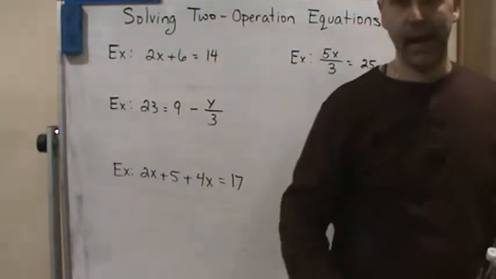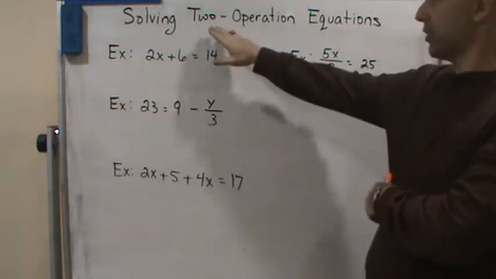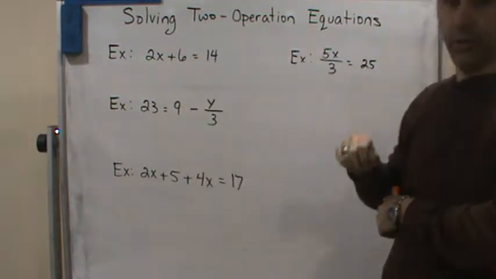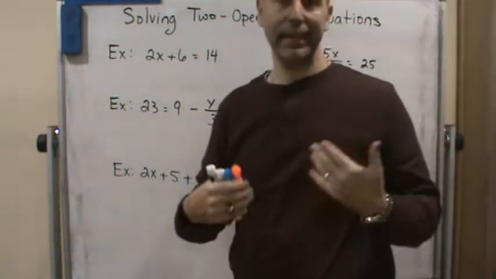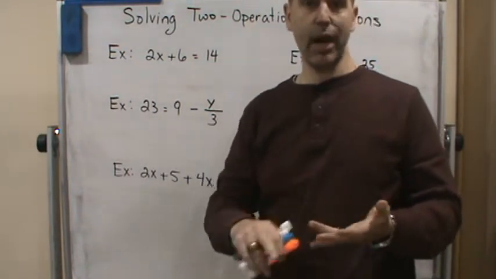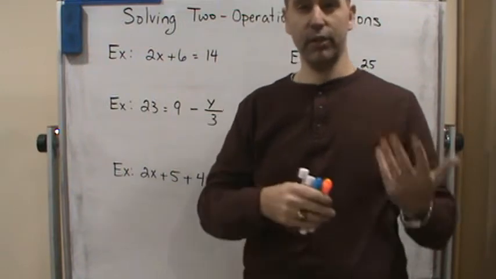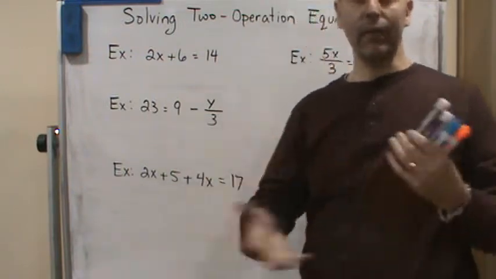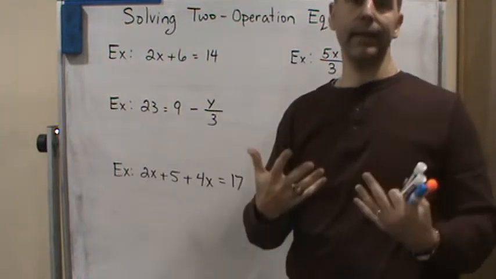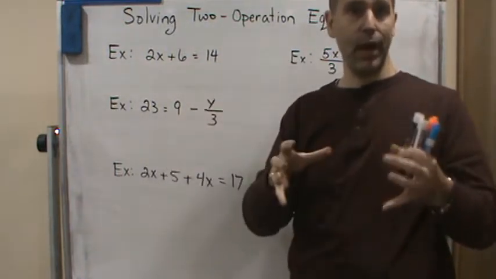All right, welcome back. And now what we're going to do is put it all together and start solving two operation equations. That means there are at least two operations going on, either addition and subtraction, or addition and multiplication, subtraction and division. So we're going to start putting everything together, even combining like terms. Everything that we've talked about in previous videos, now we're just going to do together.